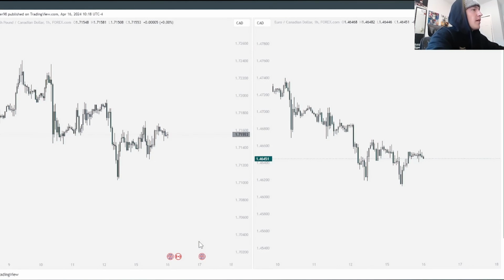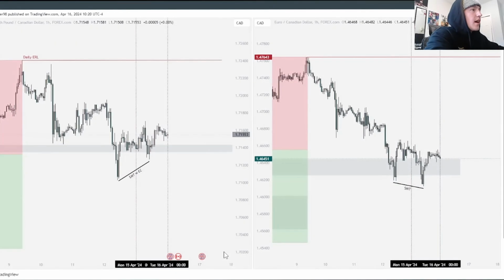hourly market maker buy model. So do the same thing that you did on the daily, do it on the hourly. Mark off significant lows or highs that you notice that can be used as potential annotations for framing a position to go long. Now, what I had marked off here was the daily key level. This is the internal range liquidity pool on pound CAD, and here's it for EuroCAD. And this is Monday's price action.